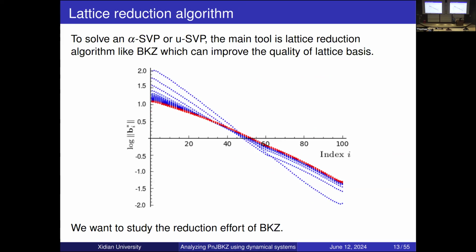To solve approximate SVP and unique SVP, the main tools use lattice reduction algorithms like BKZ to improve the quality of the lattice basis. We can see from this figure that these blue lines, the slope becomes more and more flat by using more and more tours of the BKZ reduction algorithm. They gradually approach this flat red line. And that's our job. We are trying to analyze the reduction effort of the BKZ reduction algorithm.